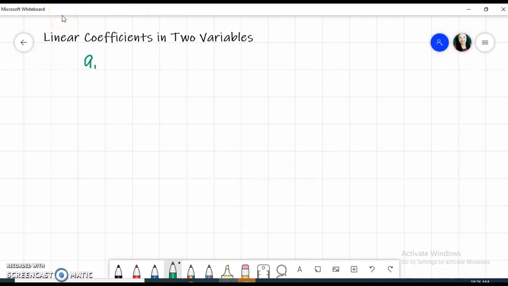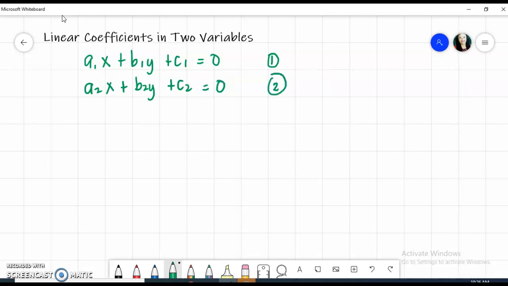a sub 1 x plus b sub 1 y plus c1 is equal to 0. This one is equation 1. Then we have a sub 2 x plus b sub 2 y plus c2 is equal to 0. This one is equation number 2. Notice that the graphs of these equations are straight lines.